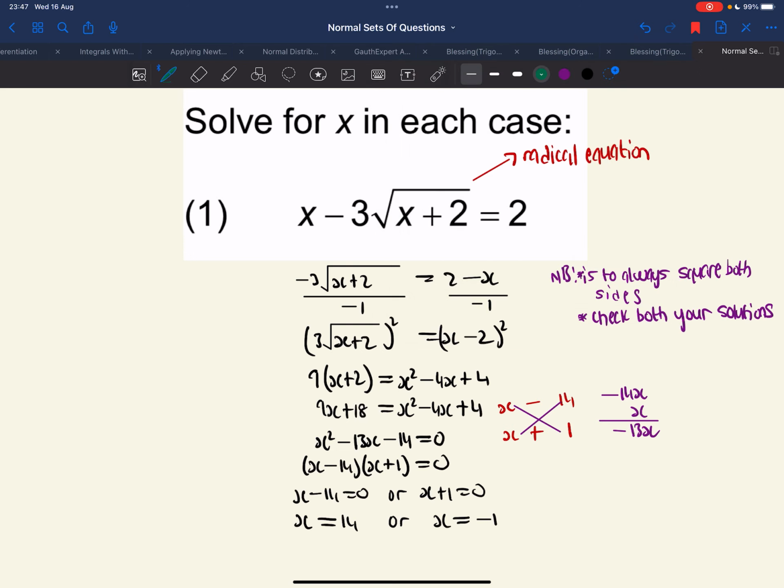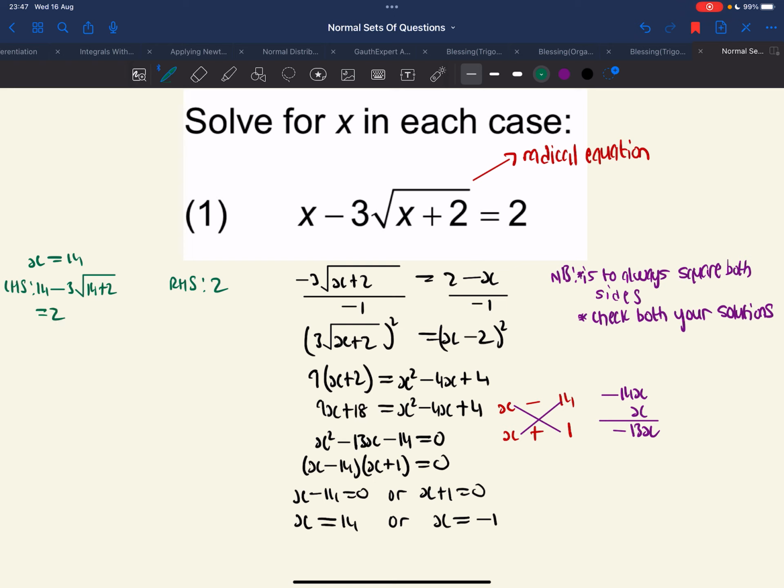All right, so we're first going to take x equals 14 and check the left hand side and right hand side. On the left hand side, we substitute 14, so we have 14 minus 3 square root of (14 plus 2), and on our right hand side we have just the answer 2. Quickly doing that on a calculator, we get 2.